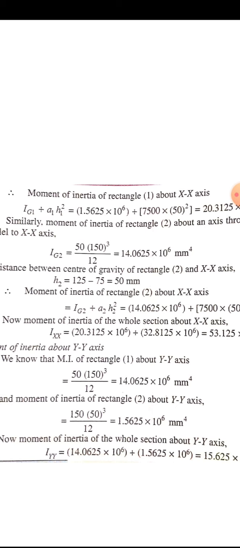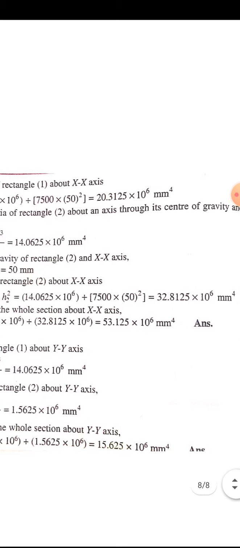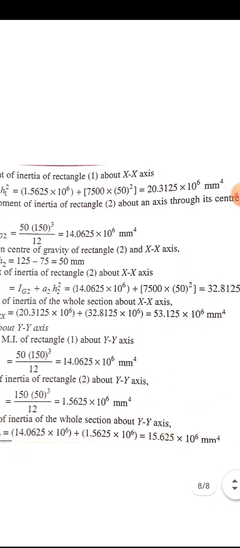Then the moment of inertia of rectangular 2 about x axis equal to Ig2 plus A2 h2 square. For rectangular 1 it was Ig1 plus A1 h1 square. For rectangular 2 it will be Ig2 plus A2 into h2 square. Just calculate, put the values in, and we will get 328125 into 10⁶ mm to the power 4. Okay.